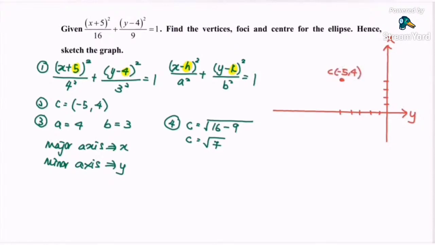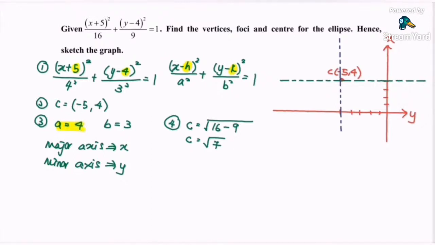So meaning that we will have the major axis. The intersection point between the minor and the major axis is the center of the ellipse. Next, what we have to do is to identify the vertices for the major axis and also the minor axis. So kindly refer to A, where it is the x-axis.